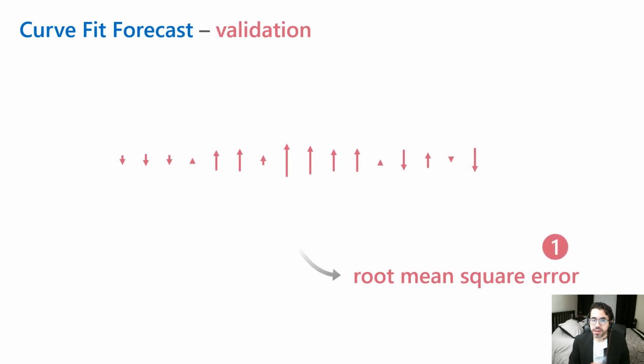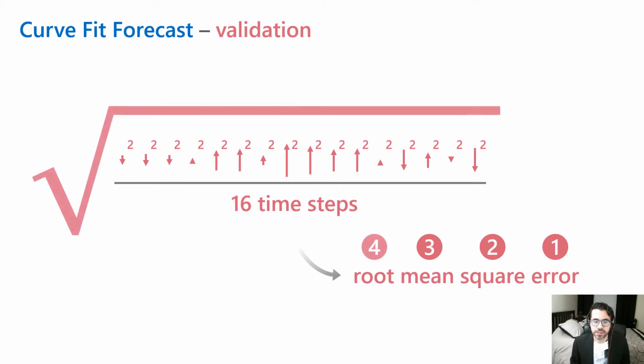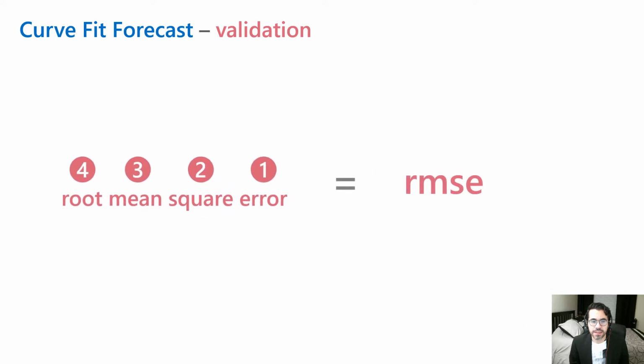So for example, you have first the error, the residual itself, and then we take the square of each residual. We take those squares, and then we calculate the average as the third step. To calculate the average, we add them all up and divide them by how many there are, 16 in this case. And finally, we take the square root of the whole thing. So now we have root mean square error, and it's not so bad. And these four steps are commonly referred to as RMSE.